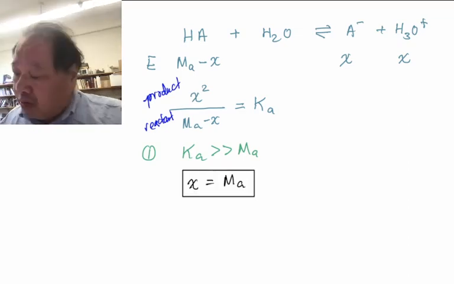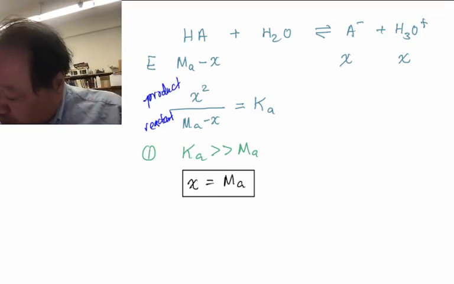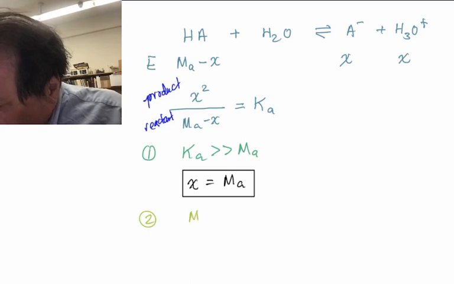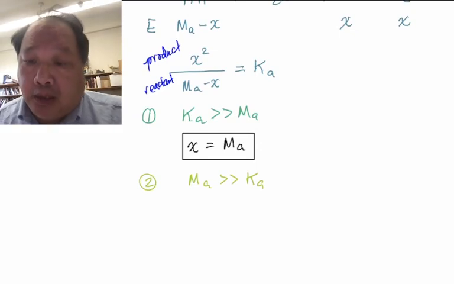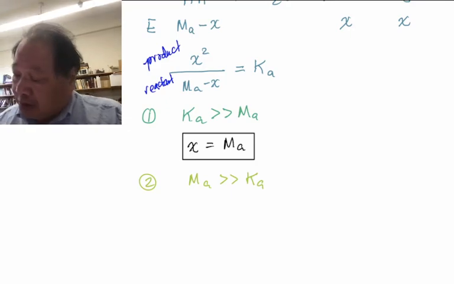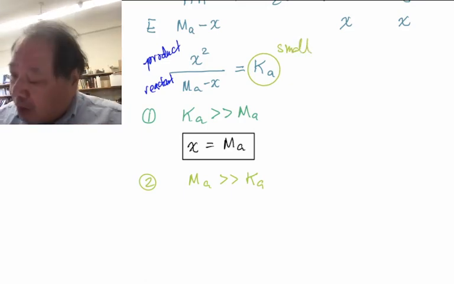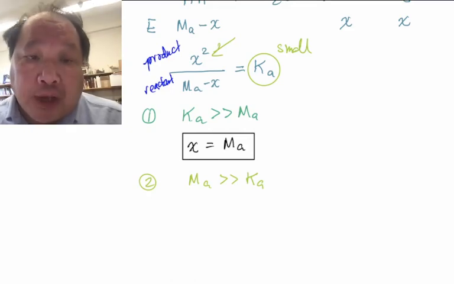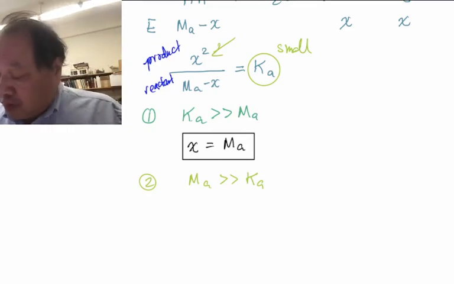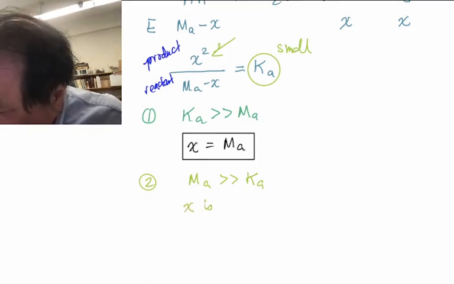And in this video, we're going to consider the flipped case. We're going to consider the case where Ma is much larger than Ka. So if Ma is much larger than Ka, that means that this number here is small. And if this number is small, that means the amount of product is small. So very little has reacted. X is small.